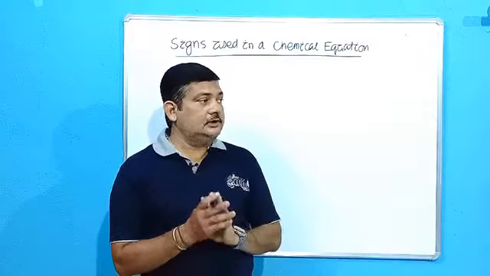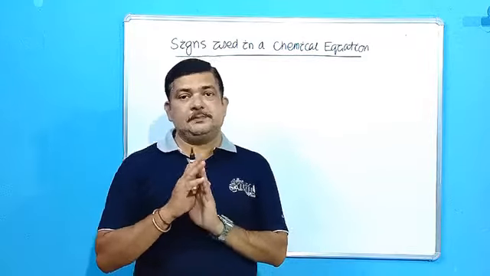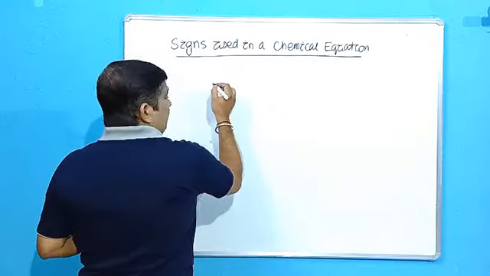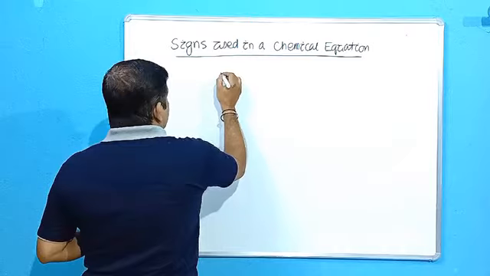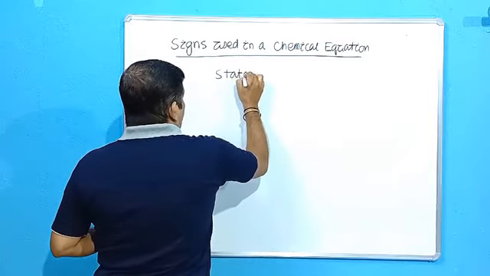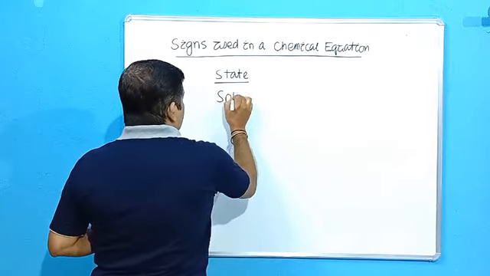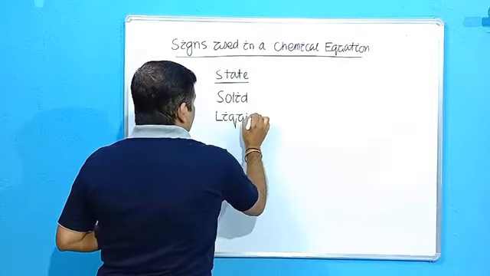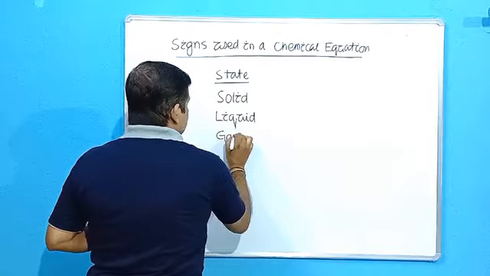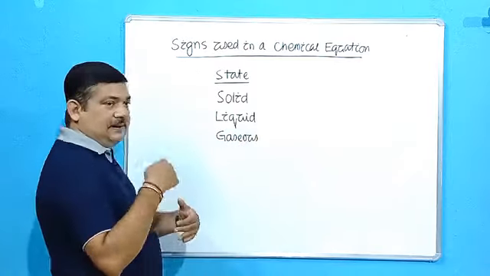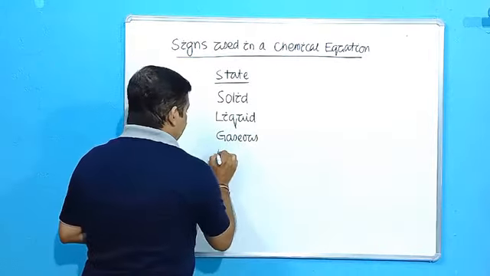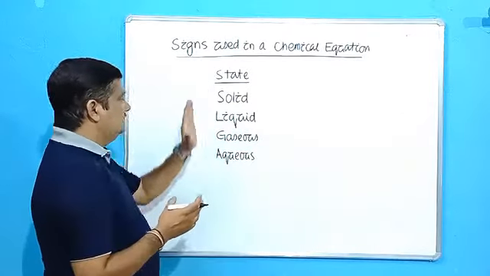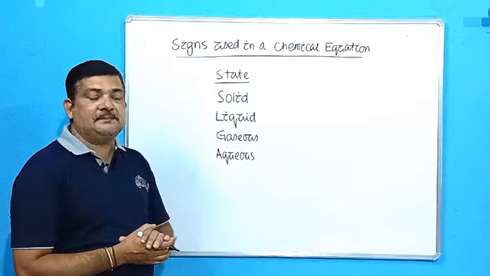Okay. Next students, we represent the state of the reactants and products by some convenient signs. The reactant or product can be present in solid state, liquid state, and gaseous state. Apart from these three states, it can be present in aqueous state. So normally these are the states in which the reactants and products are present.